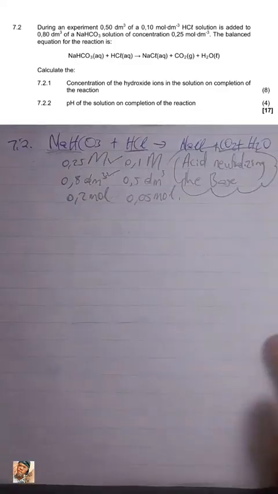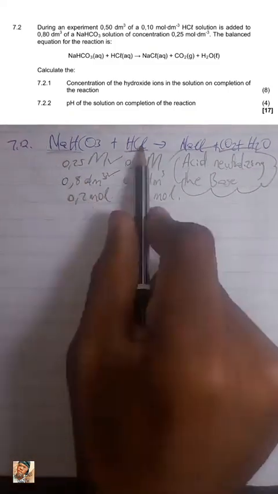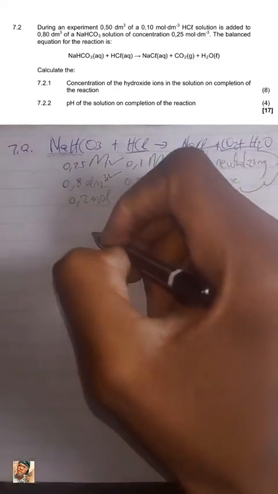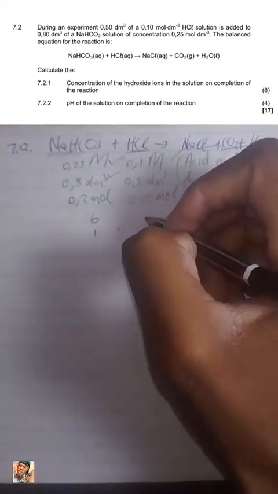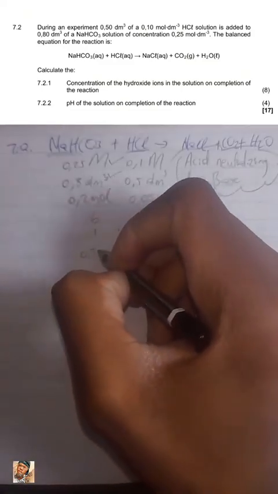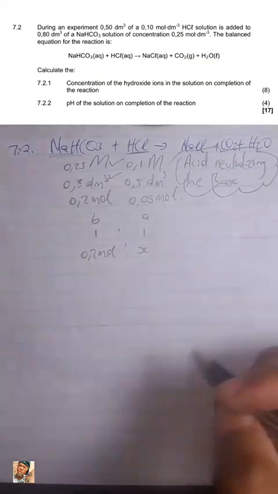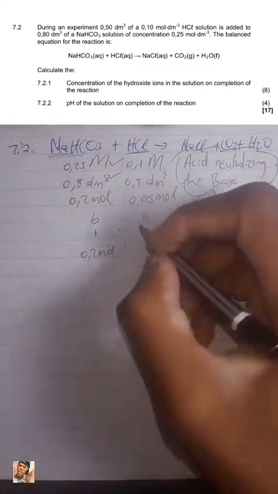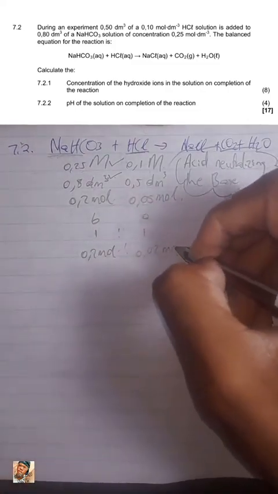So how do we determine the limiting reagent and the reagent in excess here? According to this balanced equation, the ratio is 1:1. So for every 1 mole of the base, we have 1 mole of the acid. What about when we have 0.2 moles of the base? How many moles are we supposed to get for the acid? Because this is 1:1, we must also get 0.2 moles of the acid.